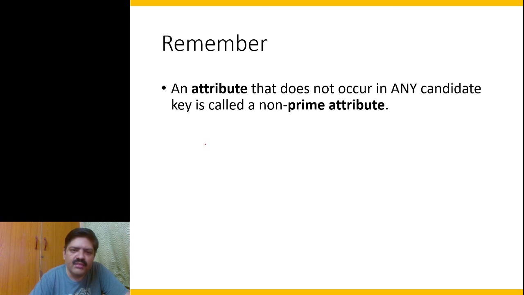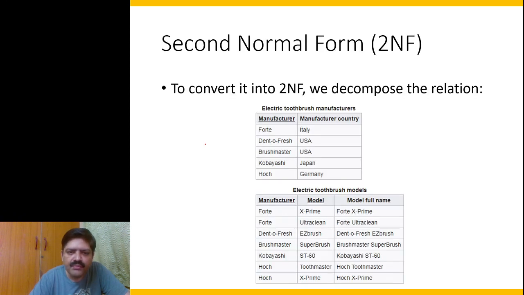So how would you change this design so that this partial dependency is removed? Well, it's simple. We simply remove the manufacturer country from the table and add it to another table. So we have a manufacturer country table. Here there is no partial dependency, and similarly here too we don't have any partial dependency. So we say that this schema is in second normal form.